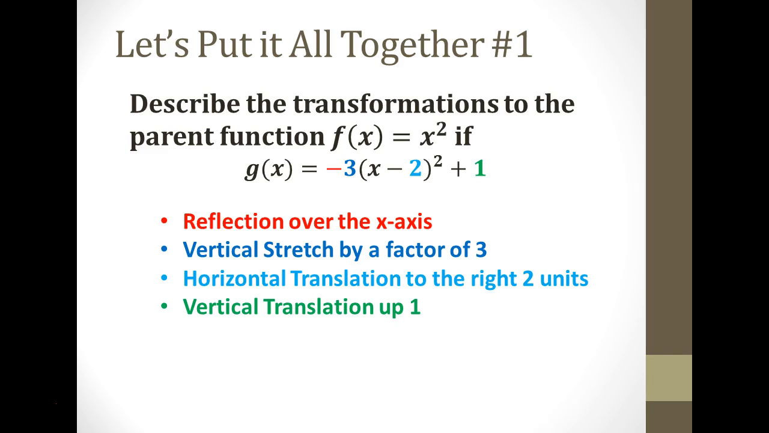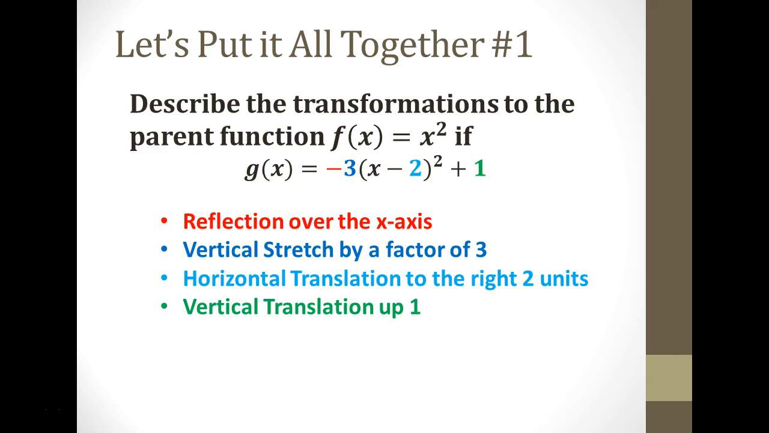Well, working left to right with transformations is a good idea. The first thing I see is a negative sign outside the parentheses, so I know I have a reflection over the x-axis. The next thing I see, working left to right, is 3. Well, that's greater than 1, and it's outside the parentheses, so I know I have a vertical stretch by a factor of 3.